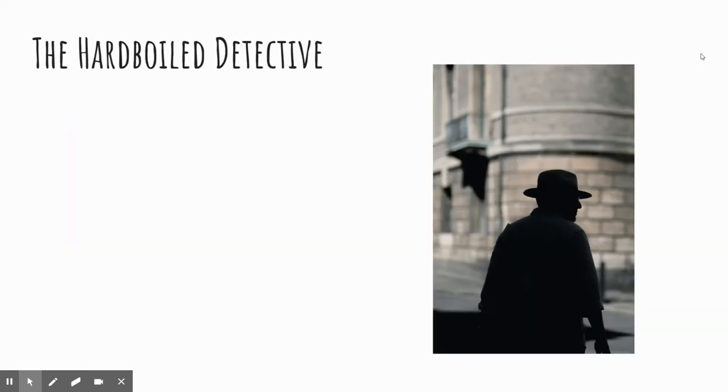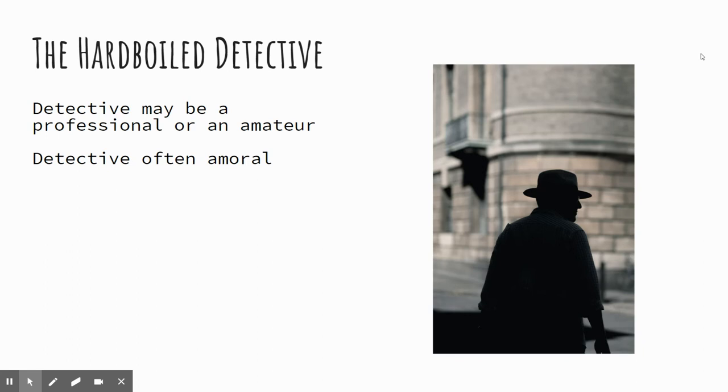The detective in a hard-boiled detective novel is also different from the detective in the traditional detective novel. He can be a professional or an amateur. He can be a former police officer, a former Army MP. He can have some training. Sometimes he's a private detective, or usually he's a private detective, but sometimes he might have been a former cop, as I said. The detective is often amoral, not immoral, but amoral. He's going to have his own set of rules.